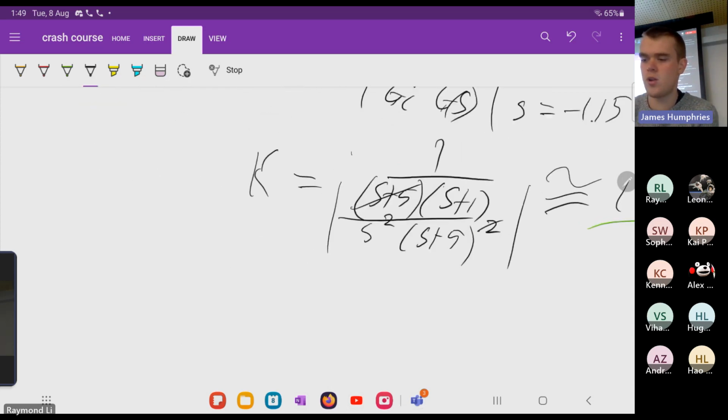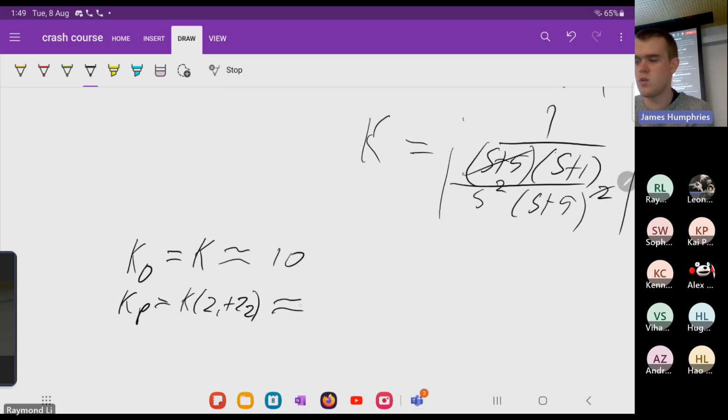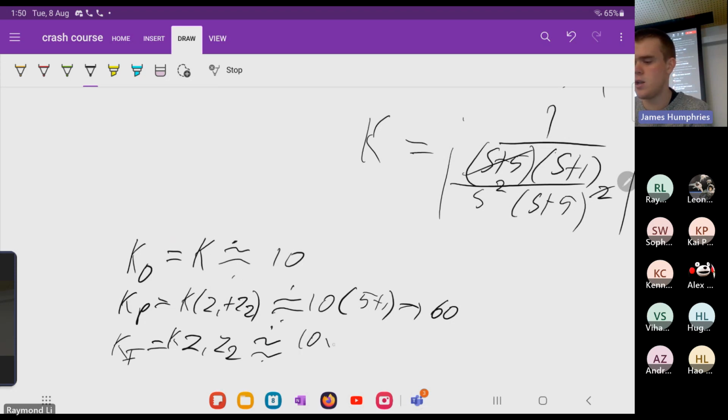Okay, and now we've done all of that, we've got to remember that KD was equal to K, which is approximately equal to 10. KP is equal to K of Z1 plus Z2, which is approximately equal to 10 lots of 5 plus 1, which gets you 60. And then KI was equal to K Z1 Z2, which is approximately equal to 10 lots of 5 times 1, which gets you to 50. Does that make sense?